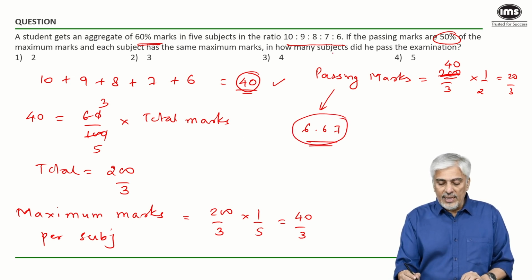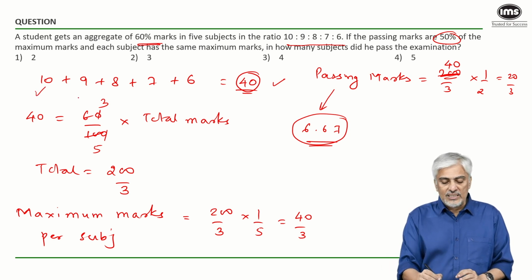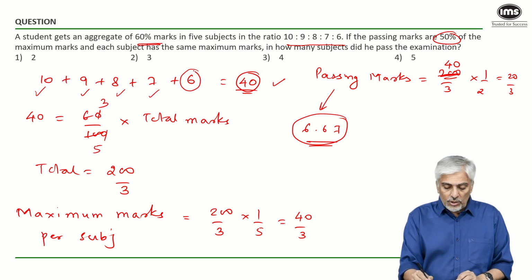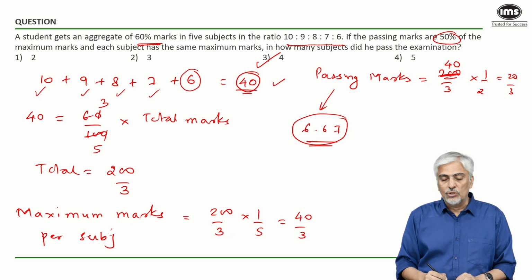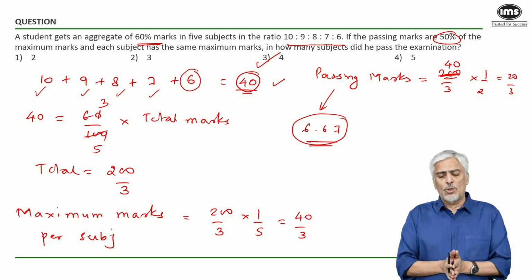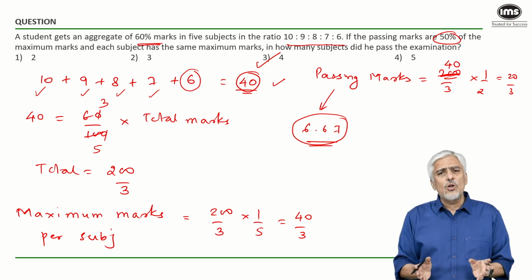And the question is how many subjects did he pass? So wherever he got 10 marks he has passed, 9 he has passed, 8 passed, 7 passed. Only the subject where he got 6 marks he has not passed. So can I say he has passed in 4 subjects out of 5? Hence the answer is the third option. Again, a slightly long approach.